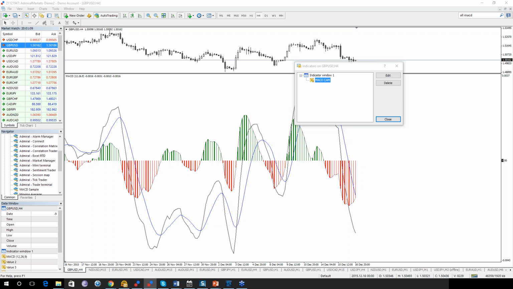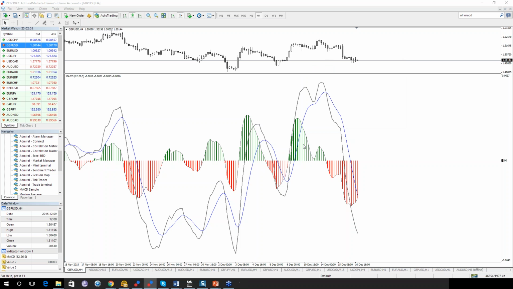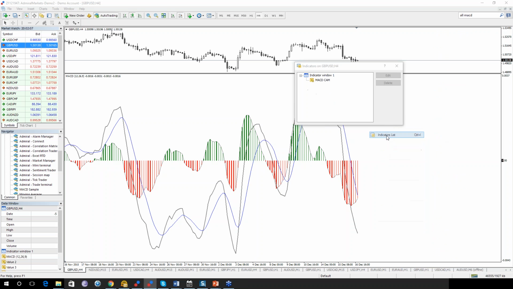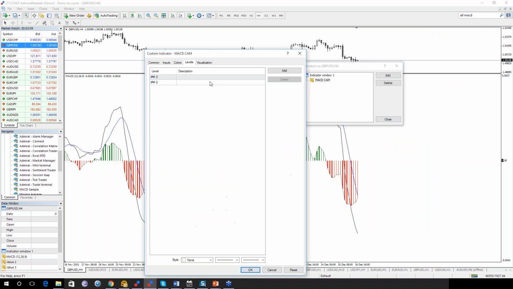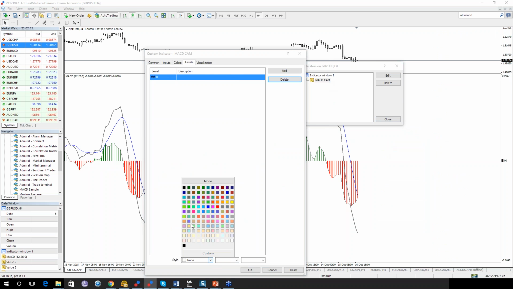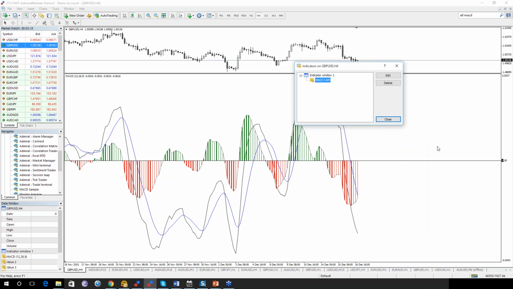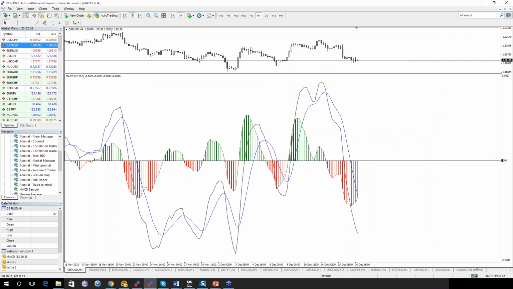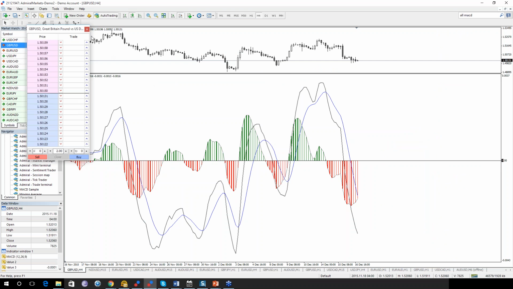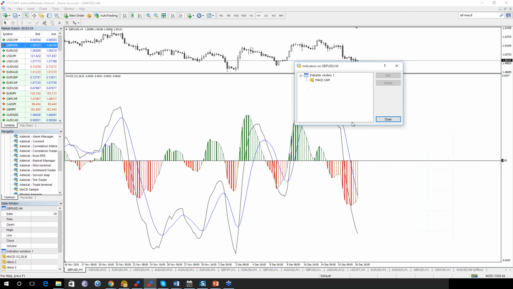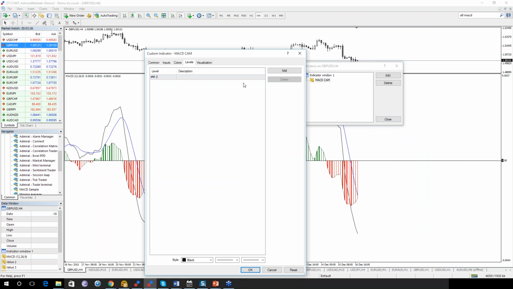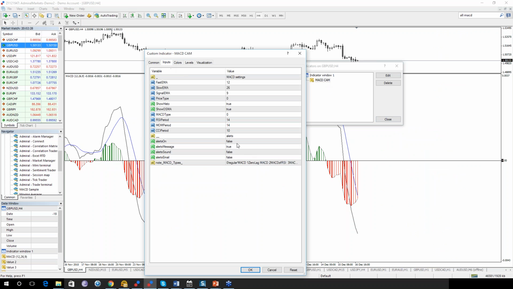Okay, I think that the problem has been solved now. So, indicators list, MACD cam, add zero line, black color. You can use other colors, but it doesn't matter. So this is 0. And don't forget that you definitely need to set MACD cam to OSMA, okay? OSMA.